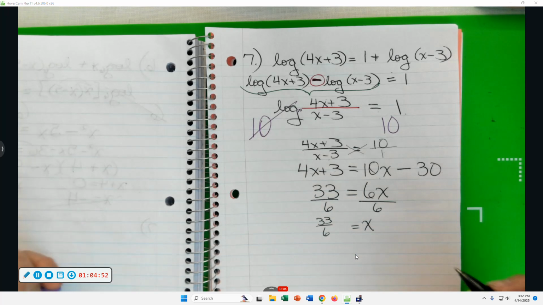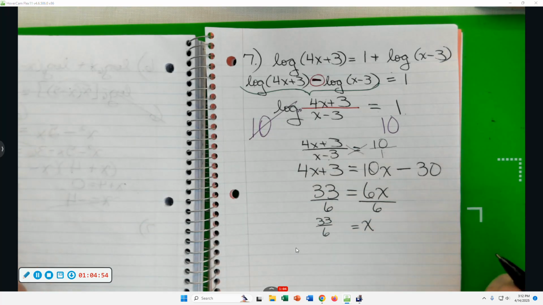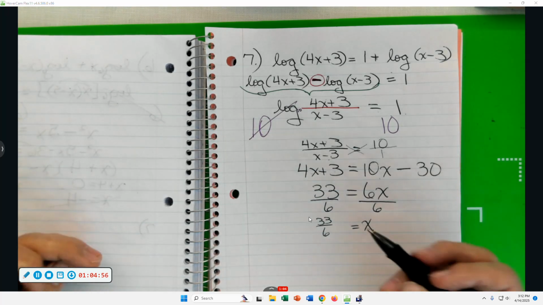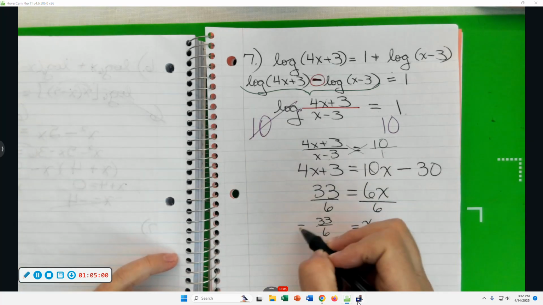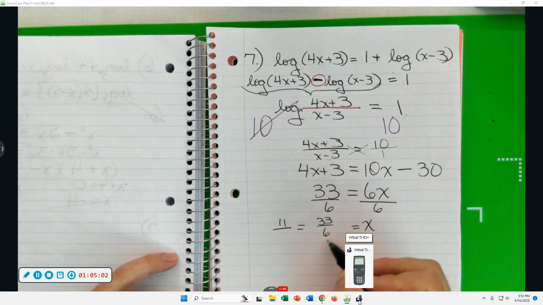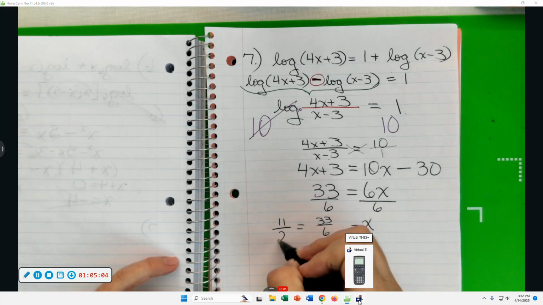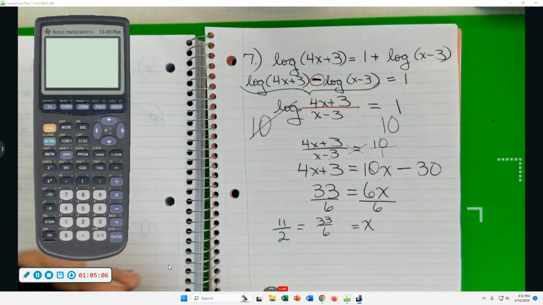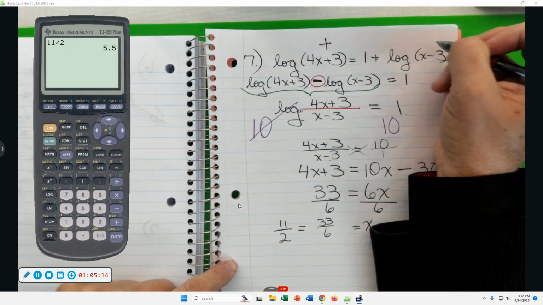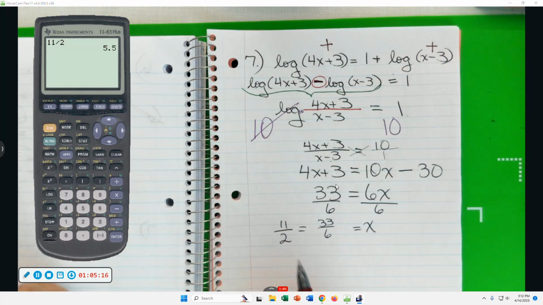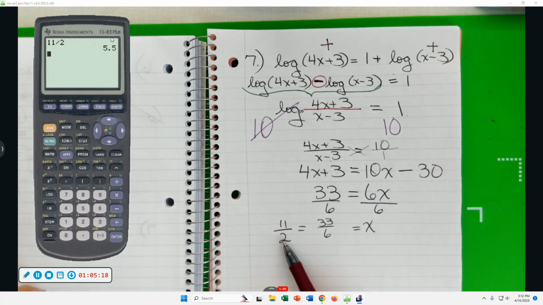There's a common factor there that we could cancel out. What is it? We can cancel a 3 above and below. 33 divided by 3 is 11. 6 divided by 3 is 2. But remember, we have to make sure. Look back at the original problem. Every one of those arguments has to be positive. 11 halves. You know something?